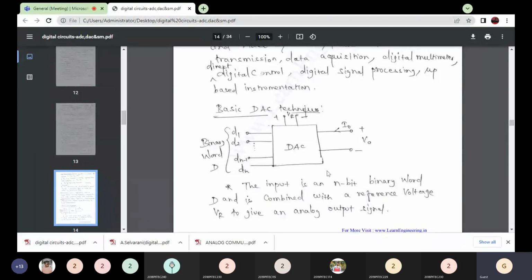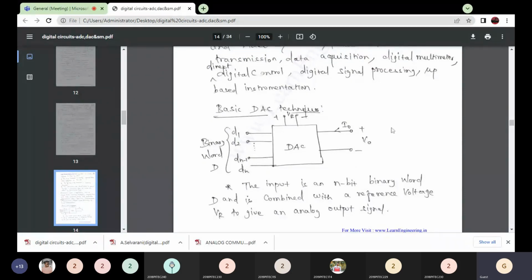This is the symbol block diagram of the digital to analog converter. Here the input is digital data and the output is analog data. Consider an n-bit binary word D1, D2, up to Dn, and the output voltage is denoted V0. The binary word is represented from LSB to MSB. This input is given to the digital to analog converter, and the analog output is denoted V0, with the reference voltage VR.